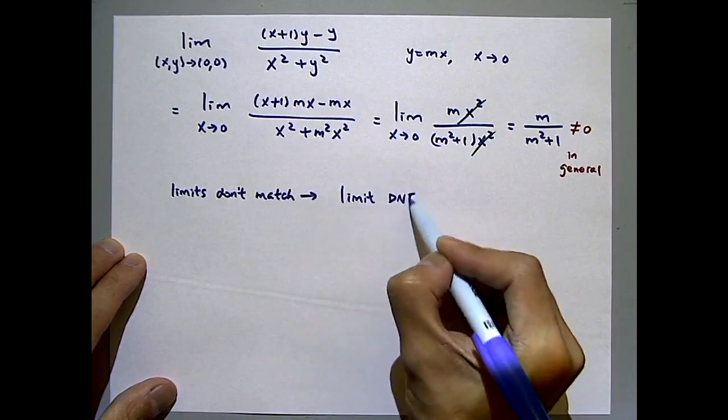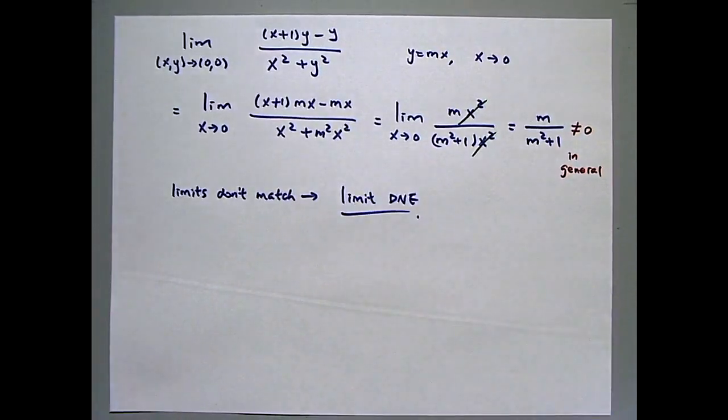And the limit does not exist. Okay, so that's the fundamental idea. They have to be the same number no matter how you get there. Your question might be, okay, what happens if that turns out to be the same? Then you've got to check a different shape.